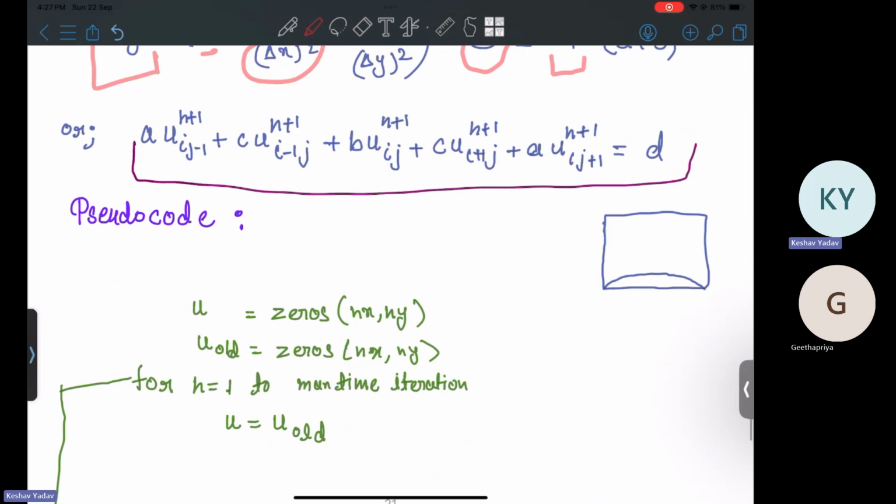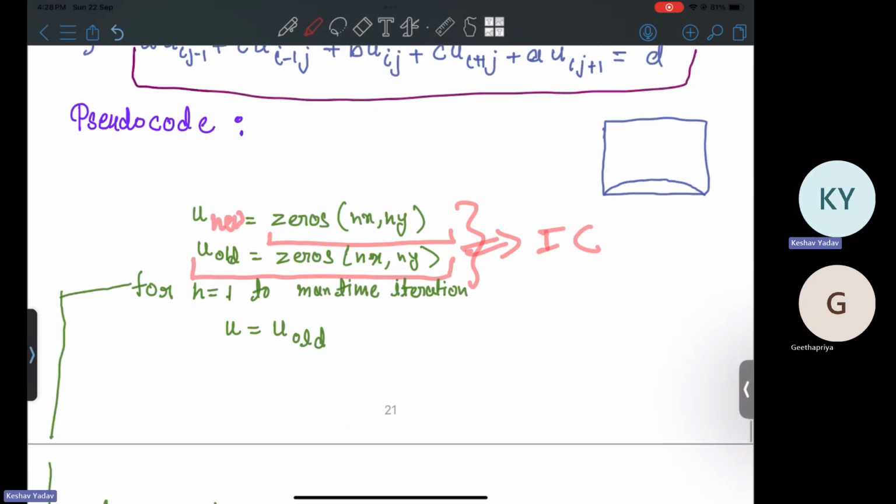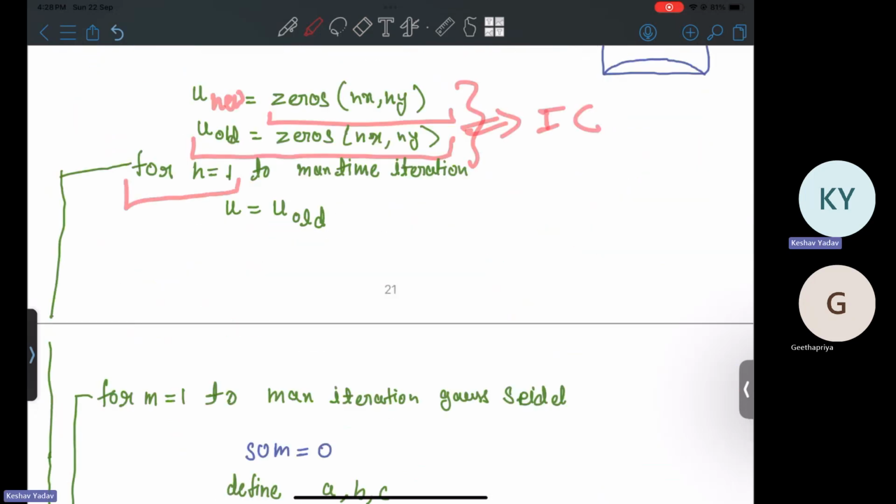We'll see its pseudocode. Okay, so I am defining u new as initially 0 and u old as initially 0. From here, I have defined my initial condition. Okay, so I am going into the time step n equal 1 to some maximum time iteration, or I can directly use while the error in time is greater than or equal to epsilon 1. This epsilon 1 is user defined for time. I will do this.